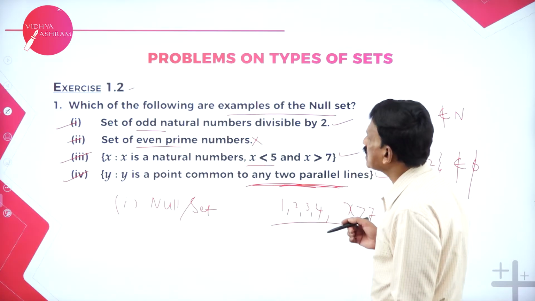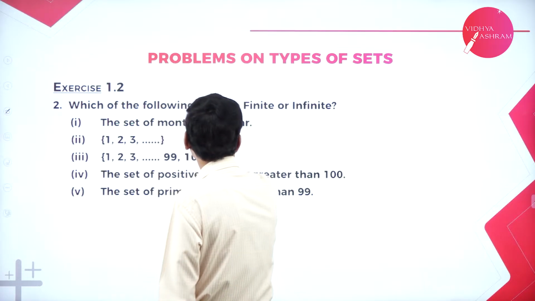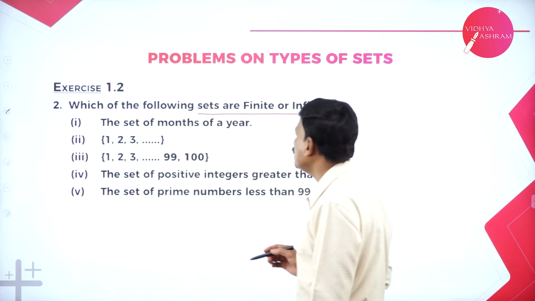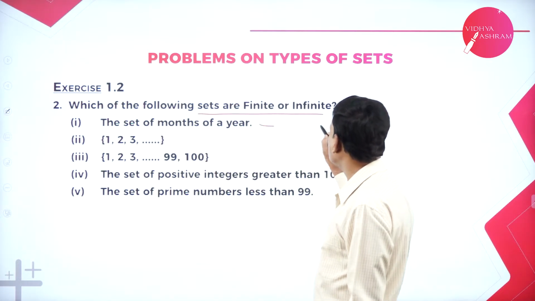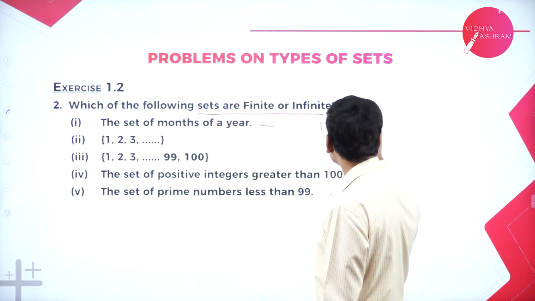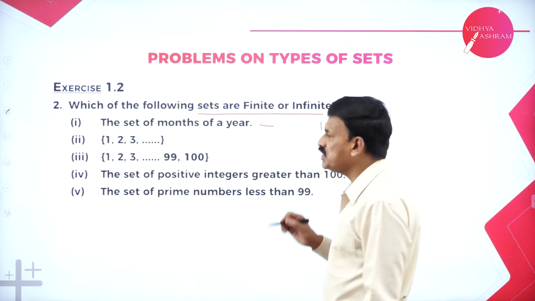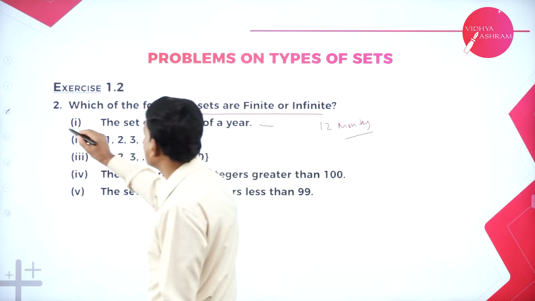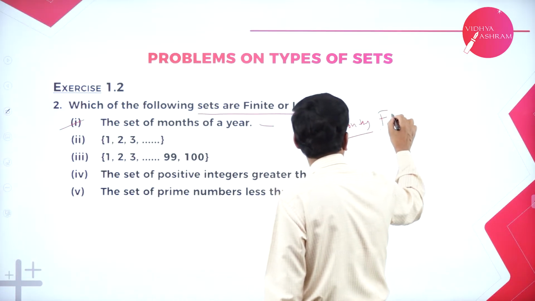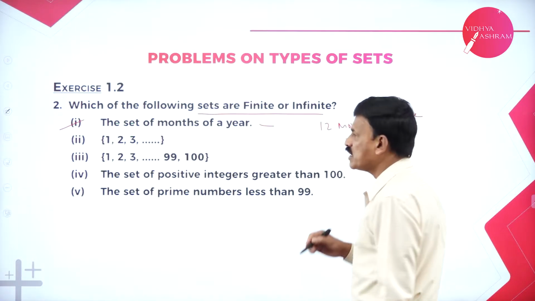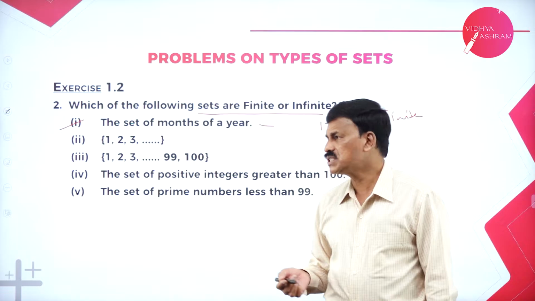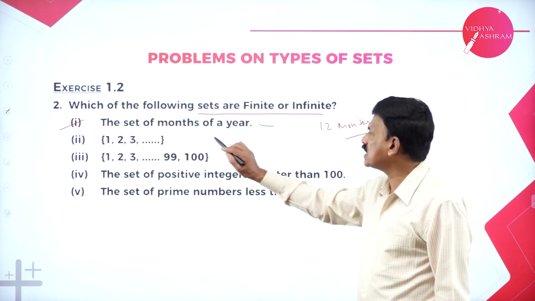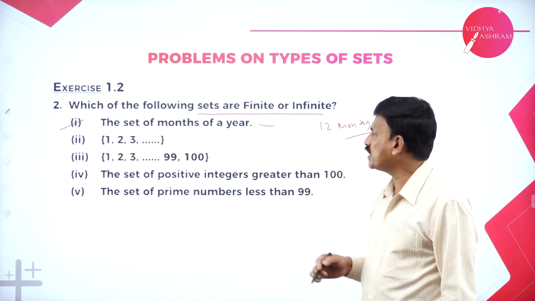That's all. Now let us come to the next concept. Which of the following sets are finite or infinite? Here, first one, the set of months of a year. Since there are 12 months in a year, definitely this is an example for a finite set. The number of months in a year is 12. Therefore, the set of months of a year is a finite set.